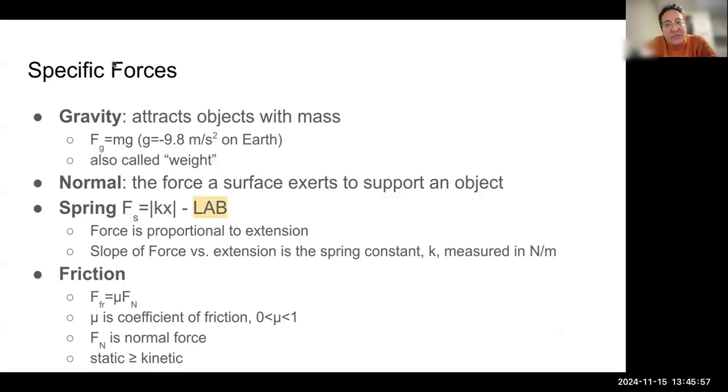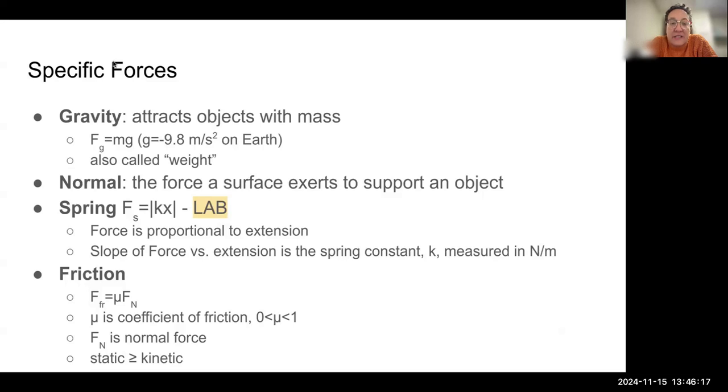And we also call the force of gravity weight. I know some science teachers who are very, very attentive to the difference between weight and mass. Weight is the force of gravity on an object. Mass is how much stuff it has inside of it. Normal force is the force the surface exerts to support an object.